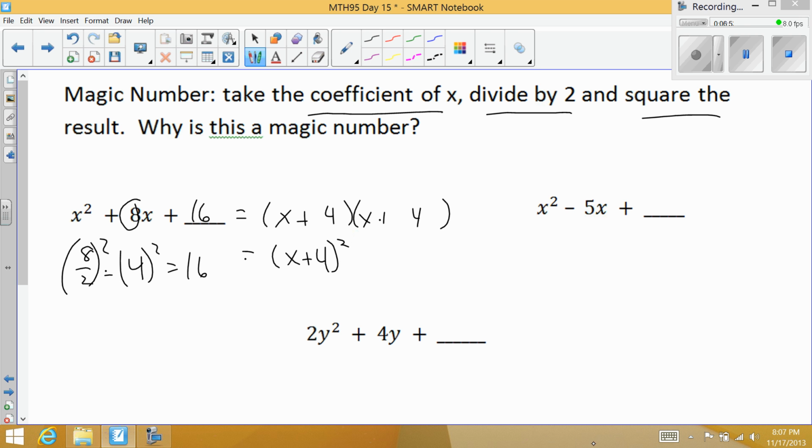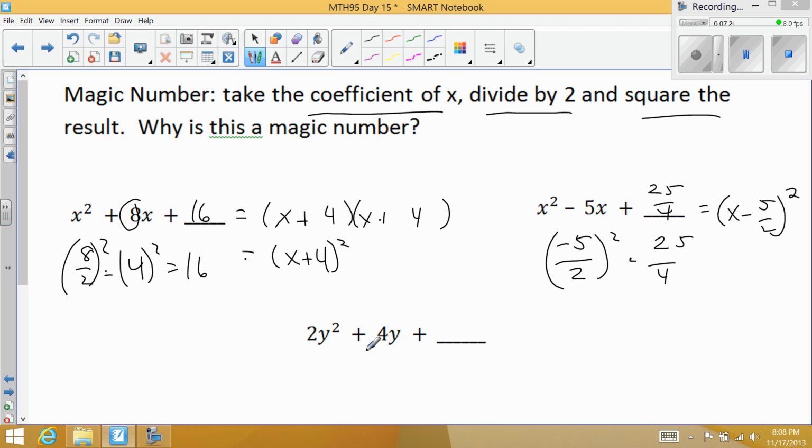These can get a little ugly if your coefficient of x is an odd number, as in this one. But we're going to do the same thing. We take the coefficient of x, which in this case is -5, divide it by 2, and square it. That gives me 25 over 4. So I'm going to add that here, and that gives me something that will factor to x subtract 5/2 squared.